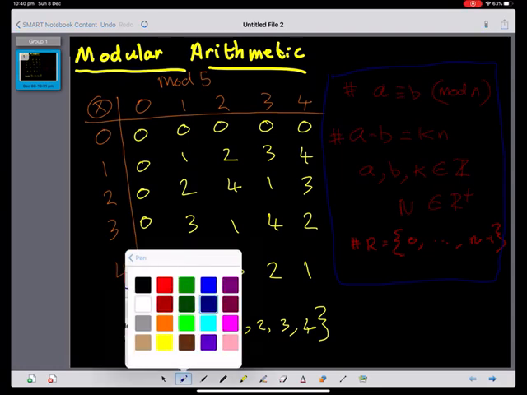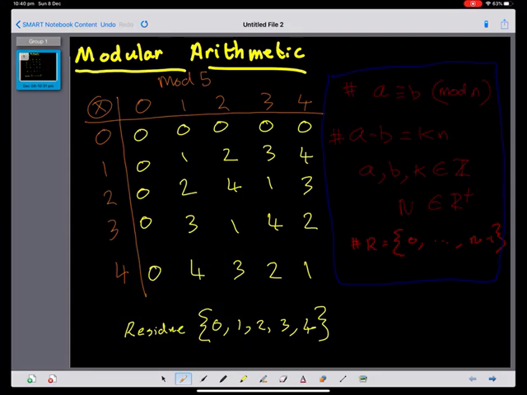Okay, so hopefully you've paused the video and realised that, for example, 4 multiplied by 4 in normal arithmetic is 16, but on division by 5 gives a remainder of 1. The same is true for 2 multiplied by 6 on division by 5 gives a remainder of 1, and 3 multiplied by 4 on division by 5 gives a remainder of 2.